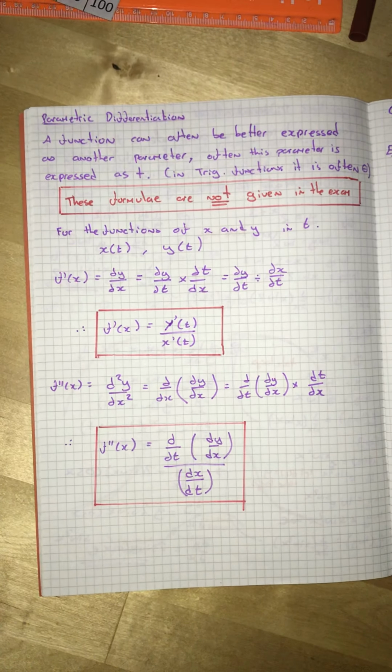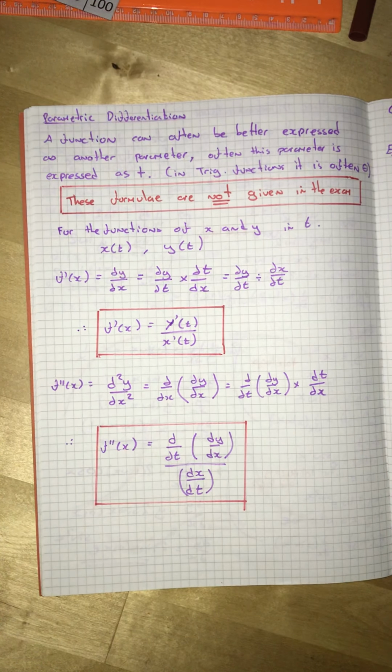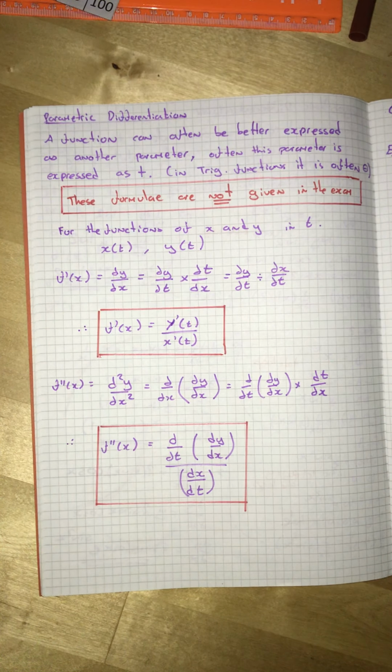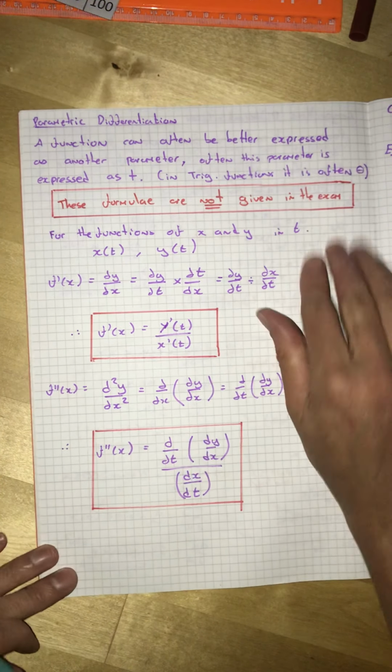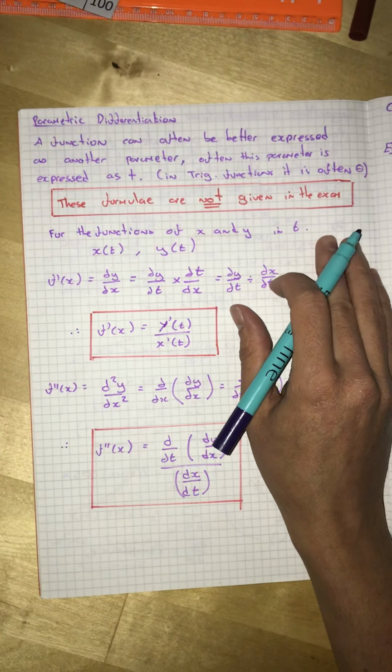Hi, so in this video we're going to talk about parametric differentiation, and that is when we have a function that is sometimes better expressed as another parameter, hence the name parametric differentiation. In this case, when it's polynomials, usually the extra parameter is t. In trig functions it is often theta. You can see that.